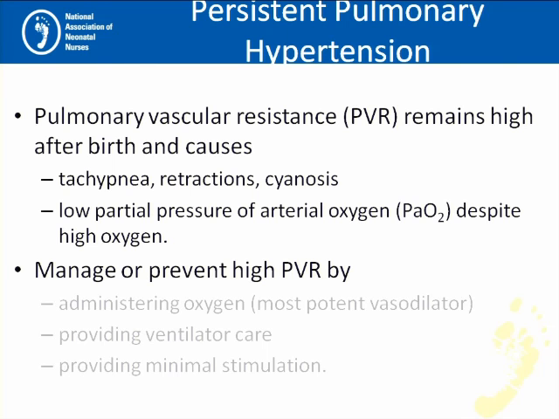We manage this or prevent the high PVR by administering oxygen, which is the most potent vasodilator, providing ventilator care. The infant may need high-frequency ventilation. Ventilator strategies include hyperoxygenation to keep PaO2 above 90 millimeters of mercury. Risk of retinopathy of prematurity is minimal because most infants are born at near term.